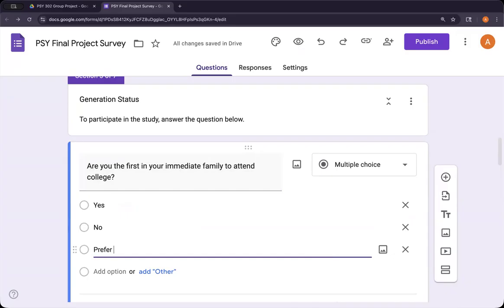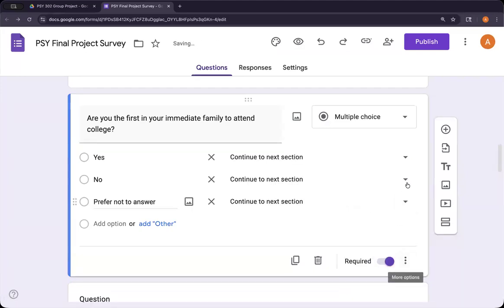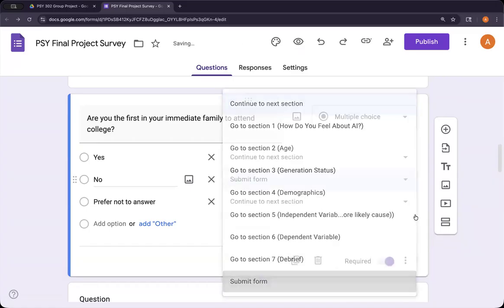I'm going to say prefer not to answer. And I'm going to do the same thing. So I'm just going to go ahead and make it required, and I'm going to go to section based on answer, and then I'll just have it go to submit form.